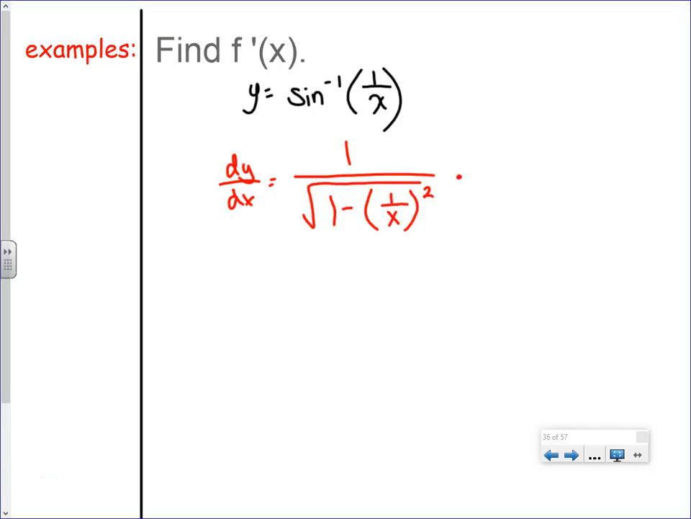Times u prime. Now, if you don't like the 1 over x question, can't you rewrite it to be sine inverse of, what's another way of writing 1 over x? x to the negative 1. Now, just a few of you are rewriting it before taking the derivative. If you were to write x as a negative 1 right here, your brain is like, oh, what on earth am I supposed to do with that? We can work better with fractions.